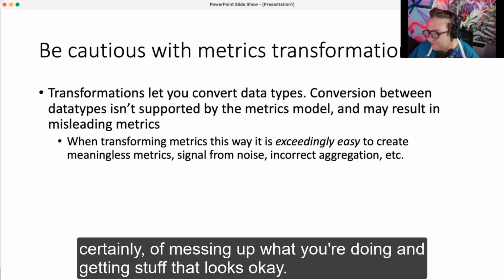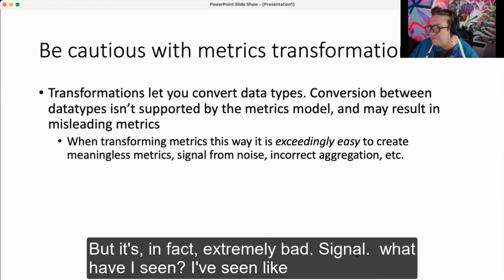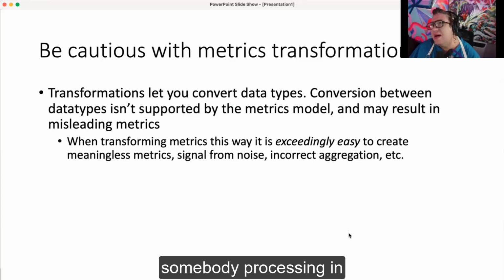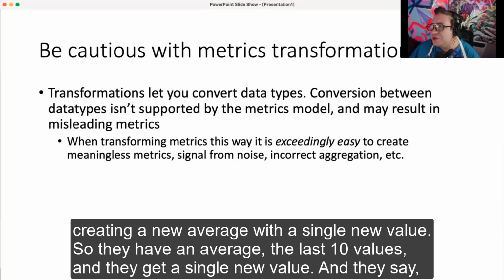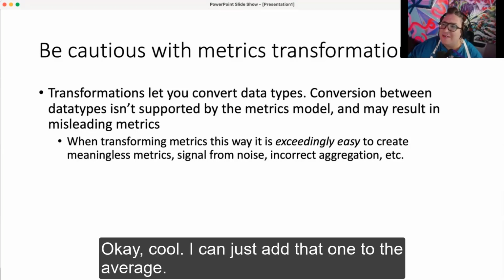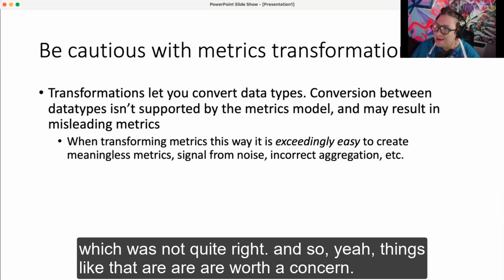So you are in danger of messing up what you're doing and getting stuff that looks okay, but is in fact extremely bad signal. What have I seen? I've seen somebody creating a new average with a single new value. They have an average of the last 10 values, get a single new value, and say, okay, cool, I can just add that one to the average, which was not quite right. Things like that are worth a concern.